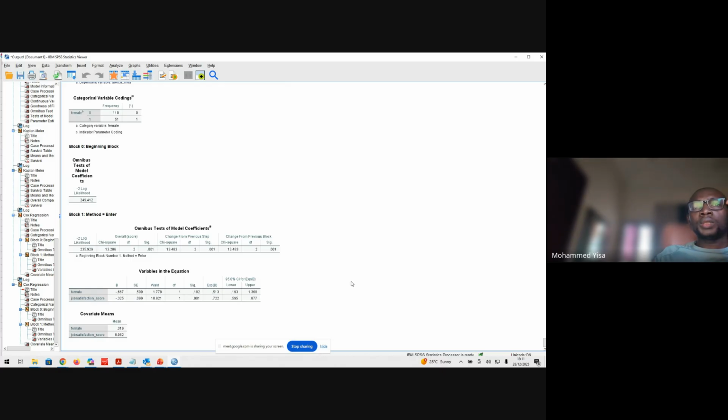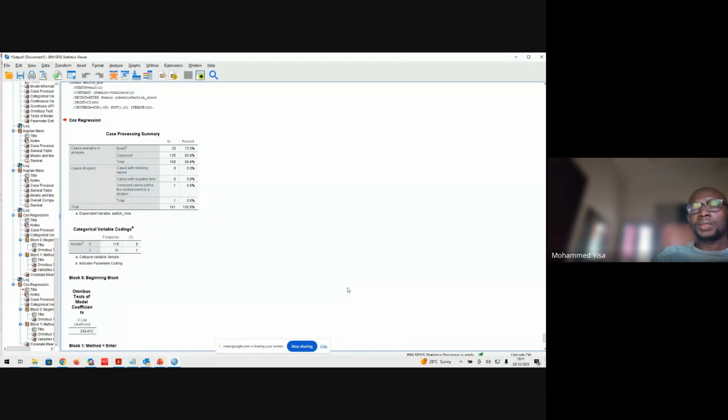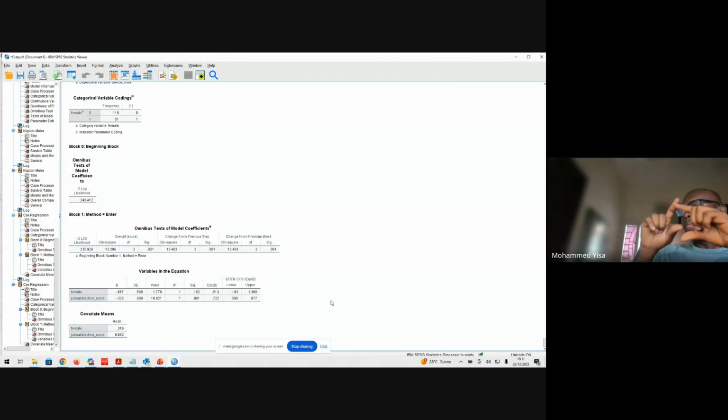Now, if you want, this model also has some assumptions. One of the key assumptions is that the probability for that hazard ratio remains constant across the whole duration of follow-up. And you can test that assumption using something called, I think it's a Schoenfeld test.